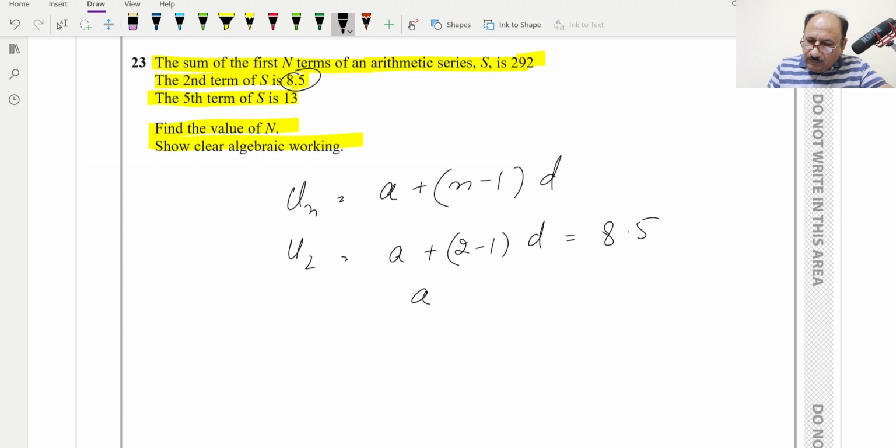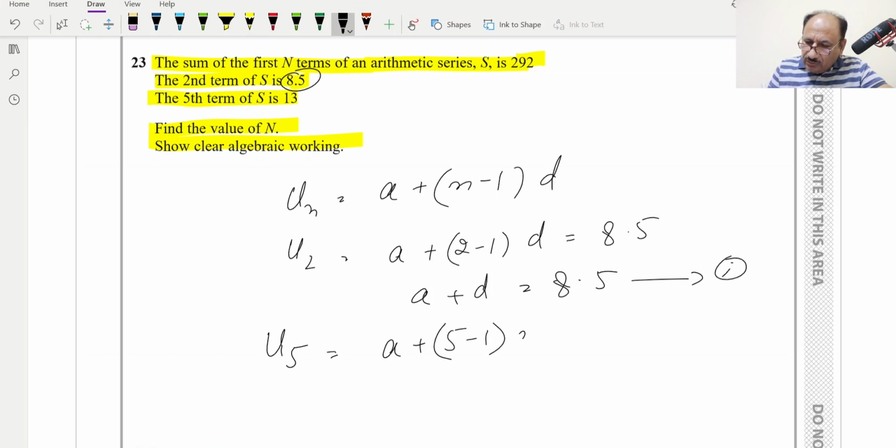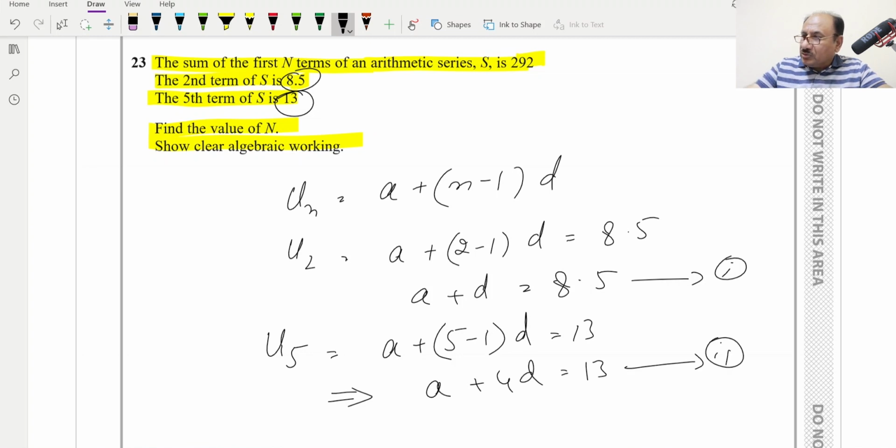This will be a plus d is equal to 8.5. This is our equation 1. And we can find the fifth term, u5, which is equal to a plus 5 minus 1 into d, and this is given as 13. So this implies a plus 4d is equal to 13. This is equation 2.